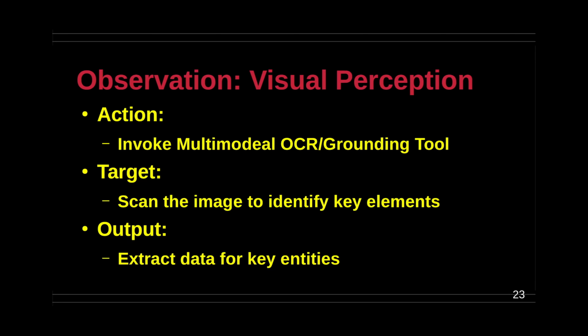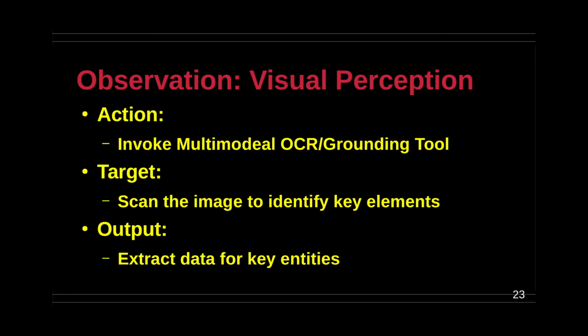The target is simple. Scan the complex bar chart image. The model systematically goes over the entire image to collect every piece of information. It's looking for the main title. It's looking for the x-axis labels like product names or dates. It's looking for the y-axis numbers, the sales figures. The key takeaway here is the output.